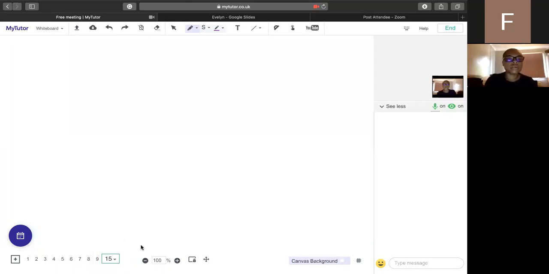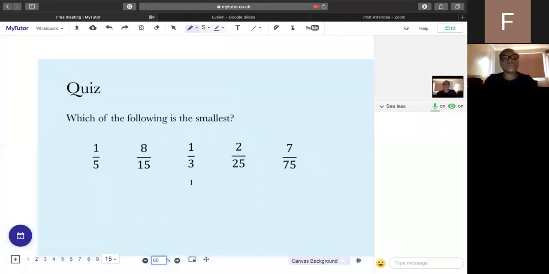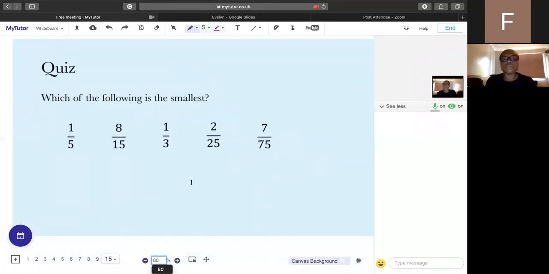So let's do a quick quiz again then. So we've got which of the following is the smallest fraction? So is it a fifth? Is it 8 over 15? Is it 1 over 3? Is it 2 over 25? Or is it 7 over 25?